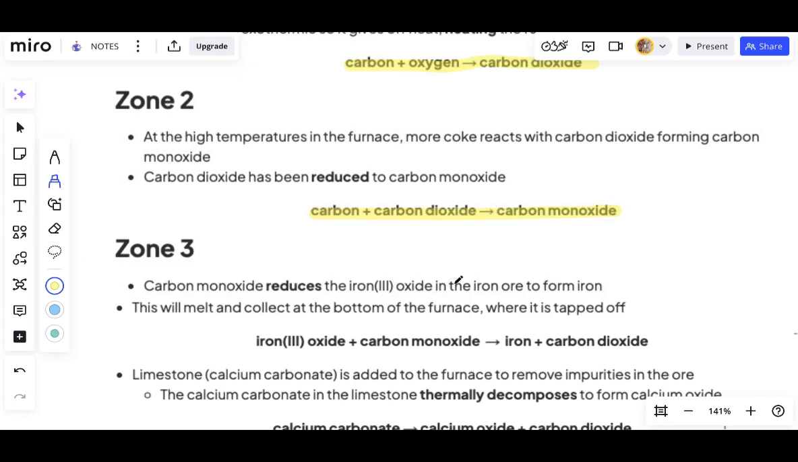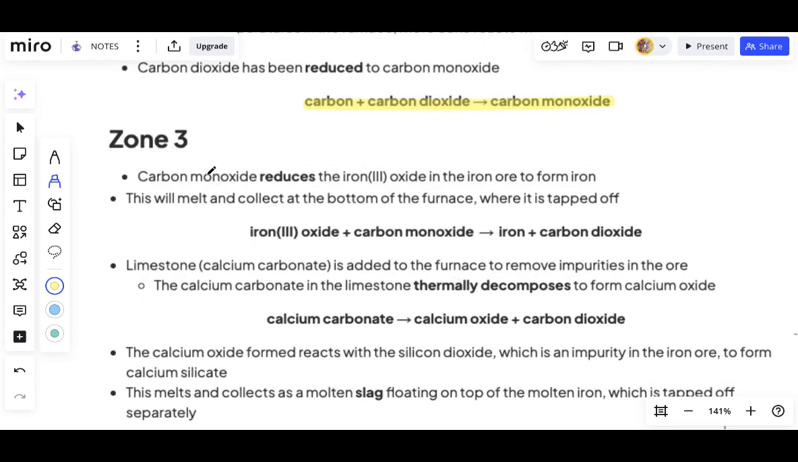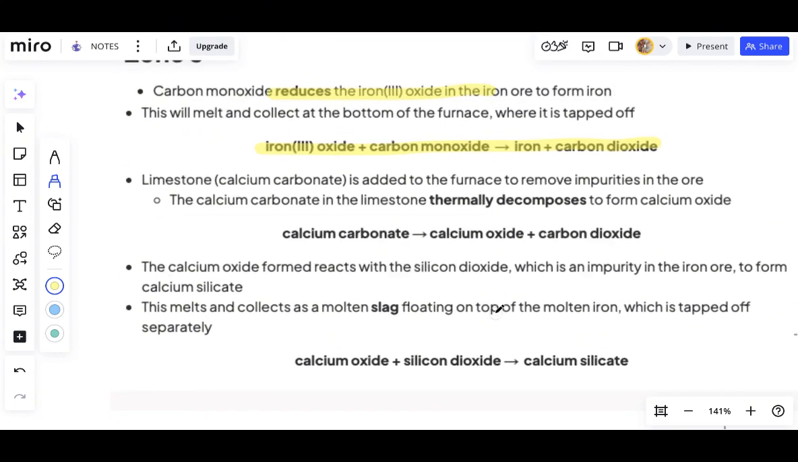Another reduction reaction: in zone 3, the same kind of reduction reaction takes place. The carbon monoxide that is produced in zone 2 will react with iron(III) oxide to produce iron and carbon dioxide. The iron is what we need. It's very dense, so it flows down. The carbon dioxide is a waste gas. It gets rid of.